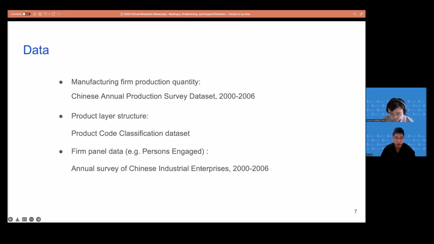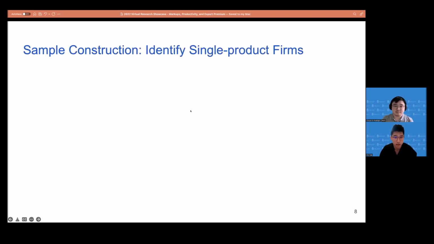In particular, we could obtain the output price for a single product firm when we combine our CIE dataset with the production survey dataset, when we divide the gross output value by the production quantity. And in the end, we'll transform the corresponding nominal value into real value with the input, output, and investment deflator. Here, the next page is an example of how we identify single product firm.